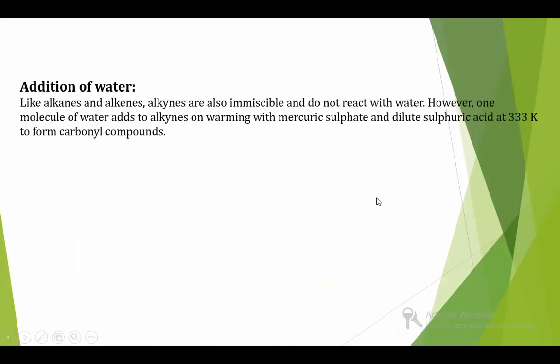Okay, first hydrogen, next halogen, next hydrogen halide, and next is water, H2O. Like alkane and alkene, alkyne is also immiscible and does not react with water. However, one molecule of water adds to an alkyne on warming with mercuric sulfate, in the presence of Hg and dilute sulfuric acid at 333 Kelvin, to form a carbonyl compound. Carbonyl is a C double bond O compound. I'll write here: a compound with a carbon double bonded to oxygen is called a carbonyl compound.